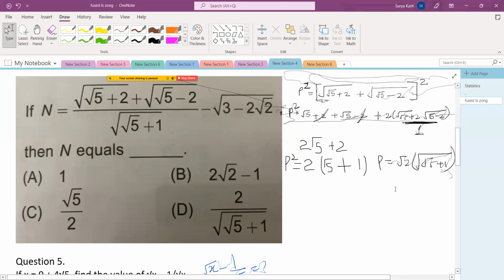Like, wouldn't this root be for the whole or is it just for 2? I mean, is it a big root over 2 and the whole equation? Yes, root 2 again, root 5 plus 1 also in root only.